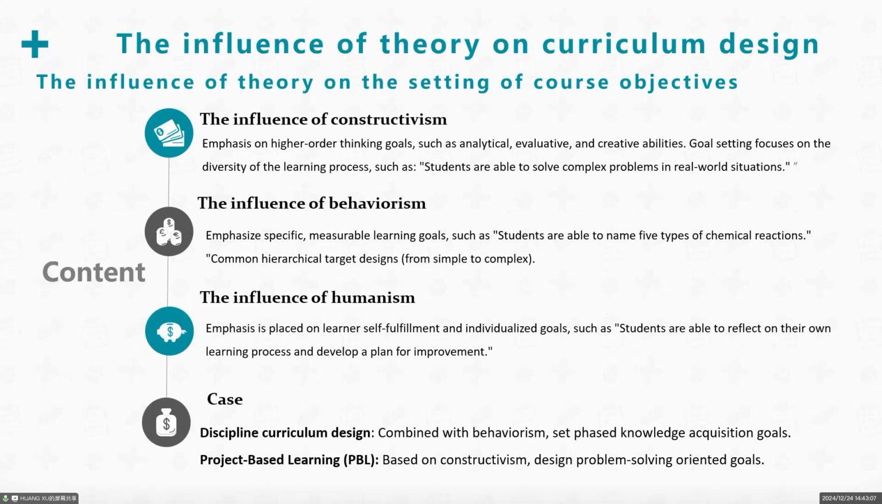And next is the influence of humanism. Emphasis is placed on learning self-fulfillment and individualized goals, such as students are able to reflect on their own learning process and develop a plan for improvement.